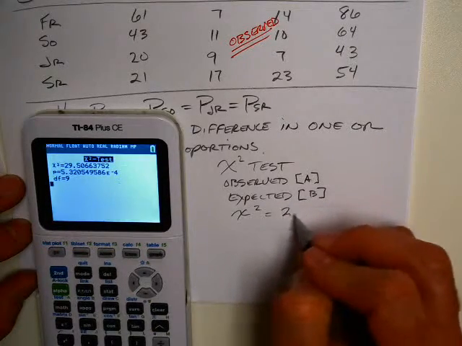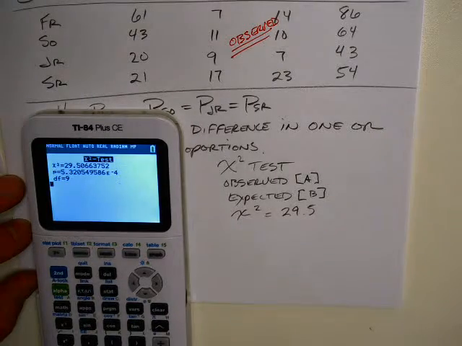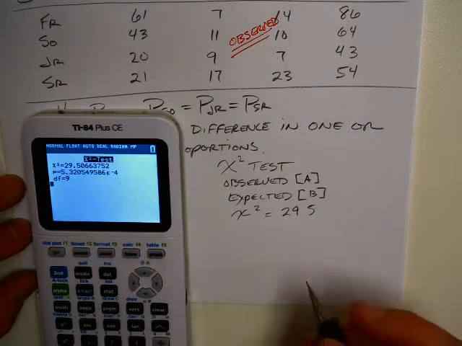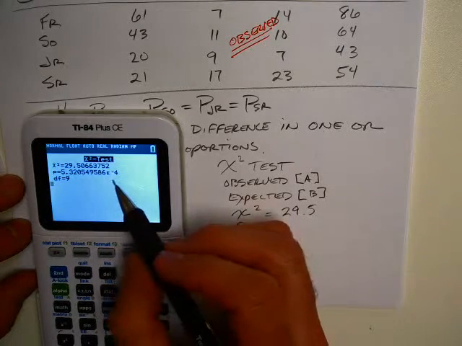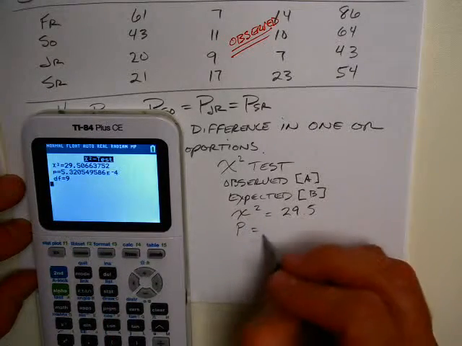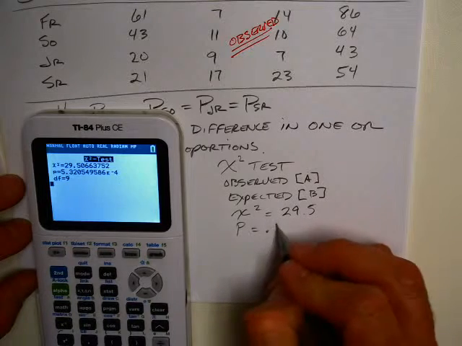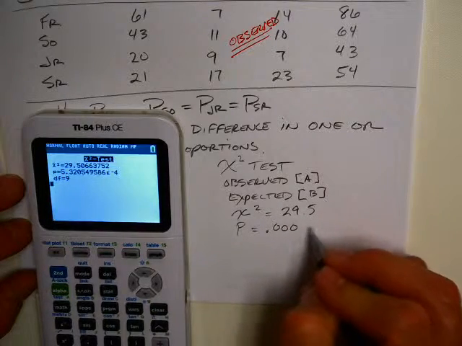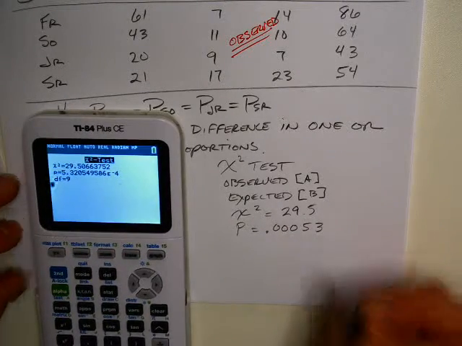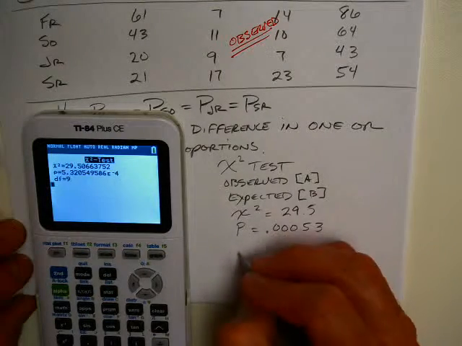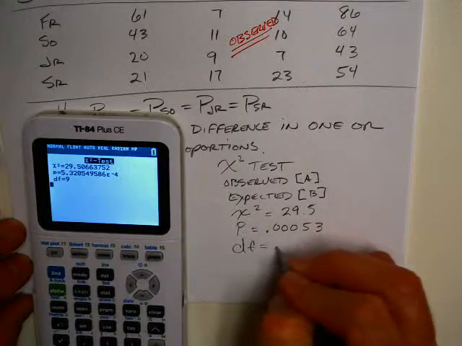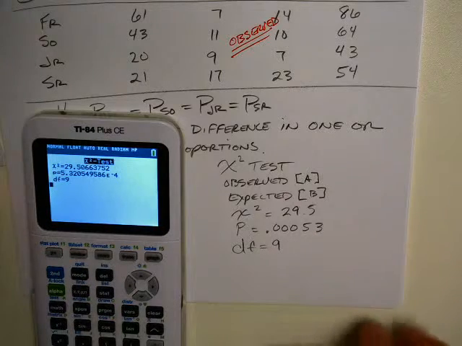Chi-squared is 29.5-ish. P-value, oh, that's quite big, isn't it? No, it's very small. It can't be more than 1. .0005 is probably just fine, or .001, you could do that. And it gives degrees of freedom. We actually calculated that, but there it is.